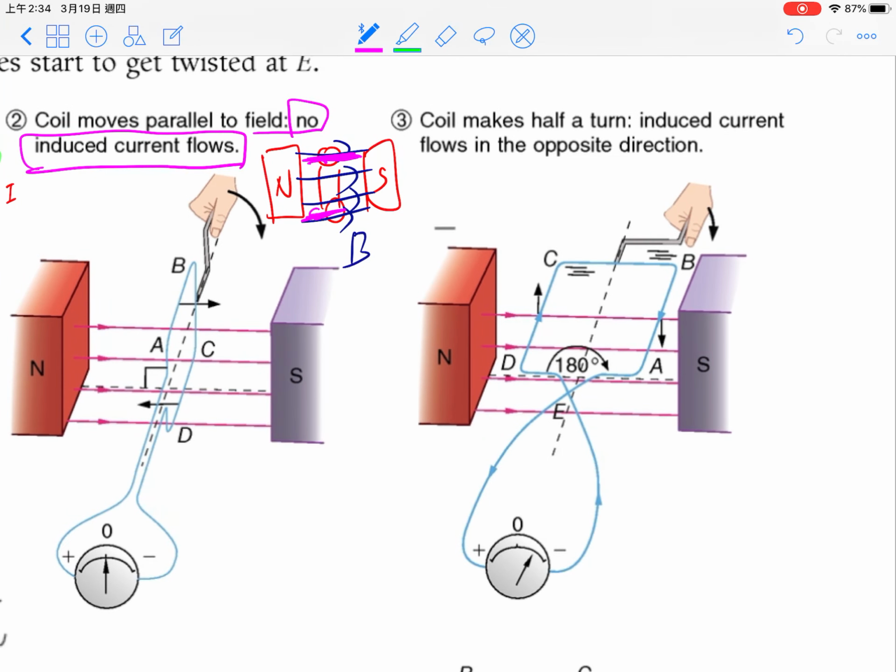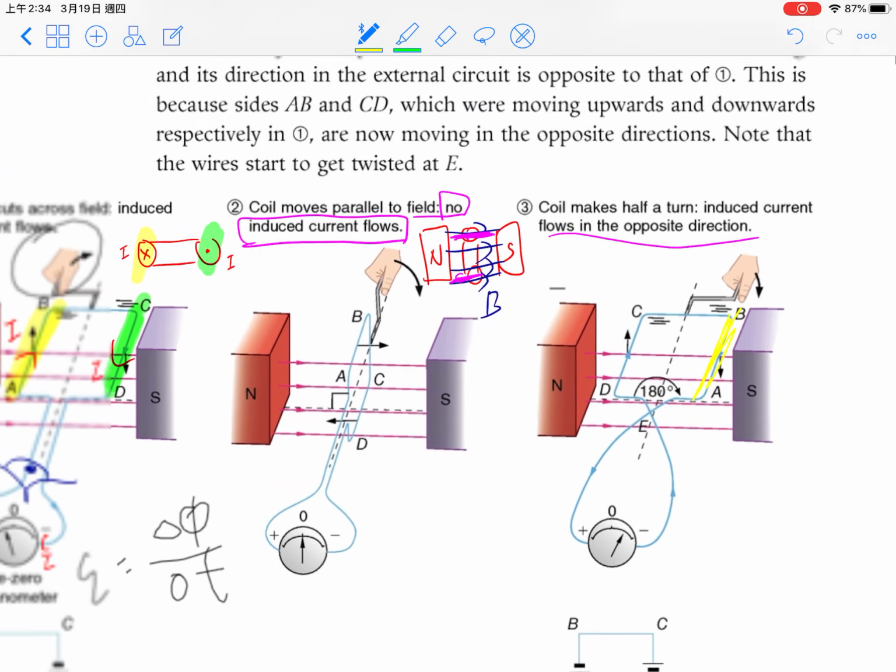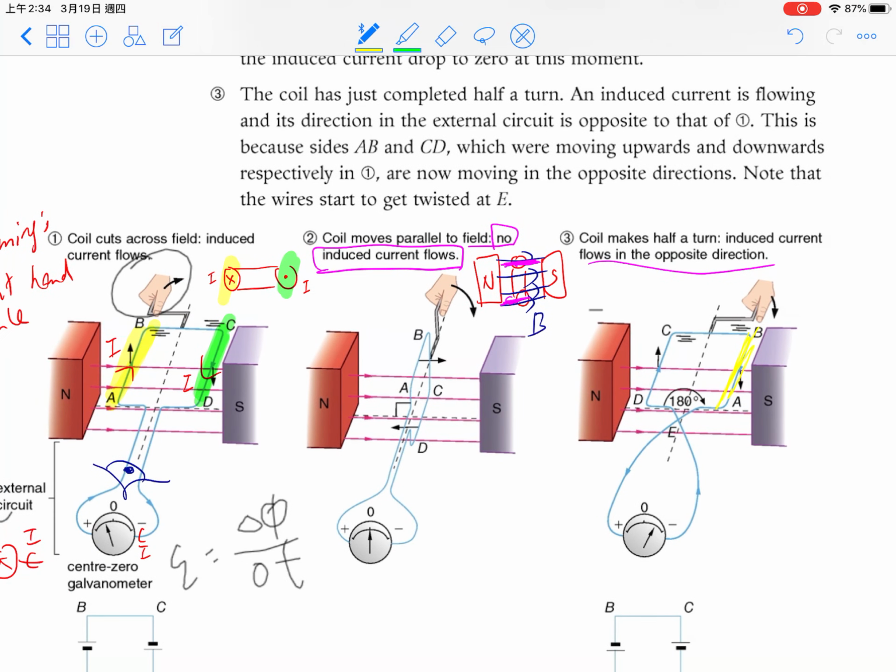Step 3. The coil keeps rotating, so it will cut through magnetic field lines again. So we can have induced current, but now the induced current will flow in the opposite direction. Why? By the right-hand rule, the wire AB is now going down, so the induced current will be reversed. Compared to step 1, where AB was going up, now in step 3 AB is going down, so we have the opposite direction of induced current.